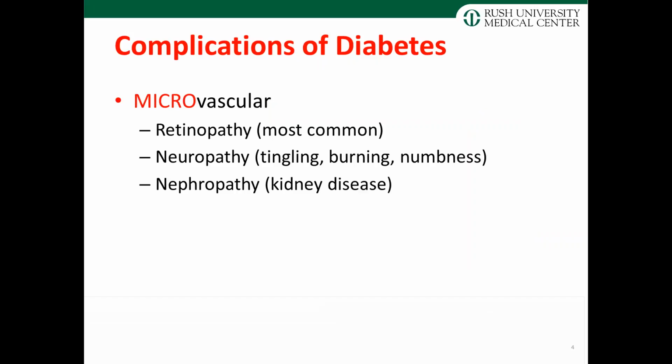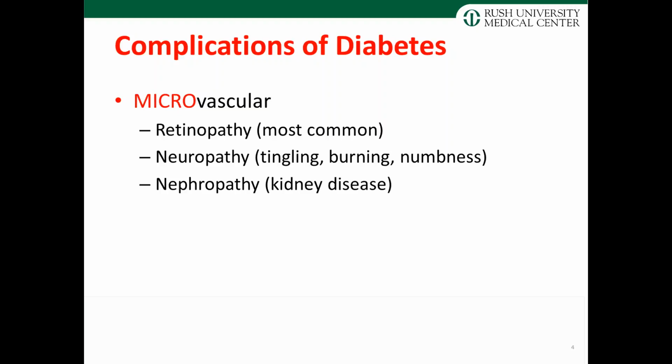So what are the complications of diabetes? As many of you already know, these can be divided into microvascular complications, so diseases involving the small arteries. So what does that mean? Involving your eyes, or retinopathy, which is the most common. That's why you should be getting your dilated eye exams every year, or cataracts. Another is neuropathy, affecting the nerves, and that can cause tingling or burning sensations or even numbness.